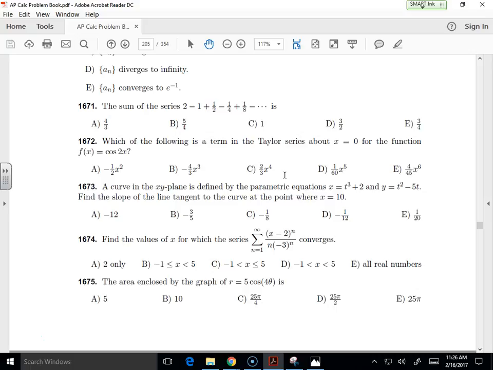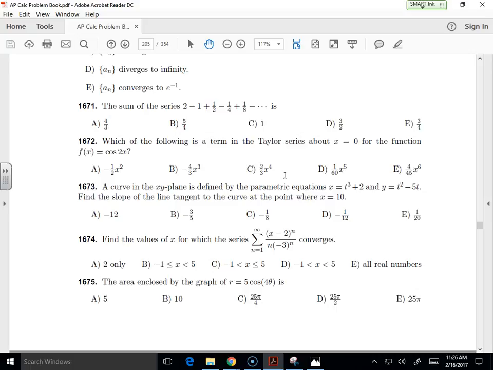1 over n goes to 0. When we plug in 5, we get 5 minus 2 to the n, which is 3 to the n over negative 3 to the n. Those will cancel, so we get left with negative 1 over n, right? Yeah, divergence. So it's D. I hope we're not wrong. Honestly, guys, I'm not sure if I'm doing this right, so please chime in if I do it wrong. That's right, you're good.